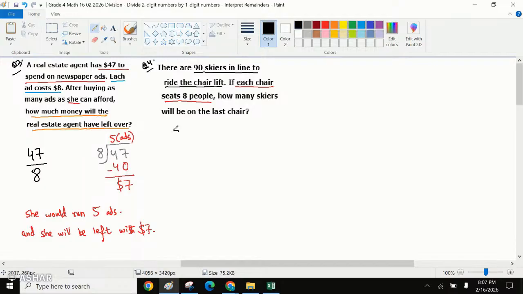So we know that 90 people have to be seated in groups of 8. When we divide 90 by 8, we know that 8 times 1 is 8. We subtract 9 minus 8 is 1. We bring down the 0. Agreed? 8 times 1 is 8, and we are left with 2, right?